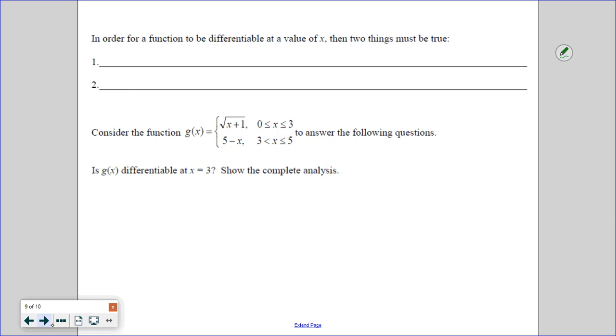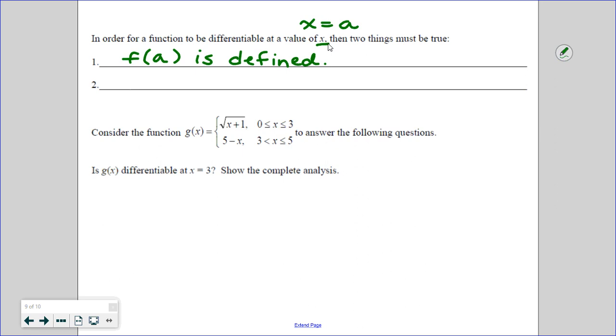In order for a function to be differentiable at a value of x, two things must be true. Let's say we call that value of x equals a. First of all, f of a has to be defined. And the second thing is, remember that a derivative is a limit. This is going back to the definition of the derivative as a limit.